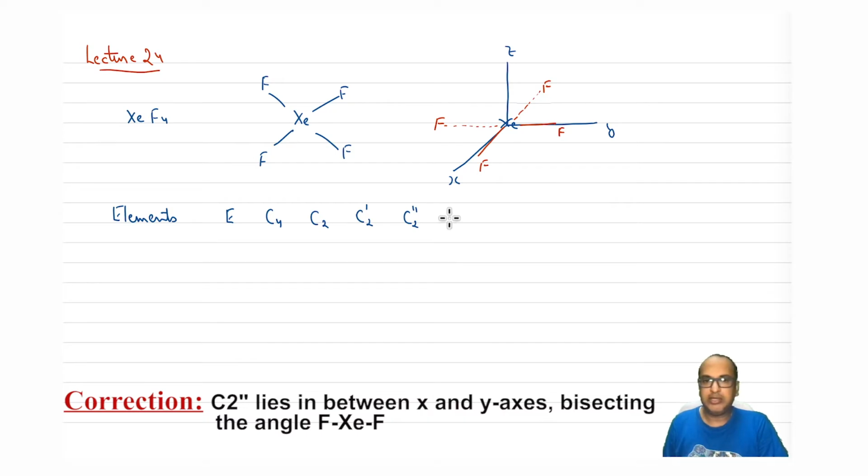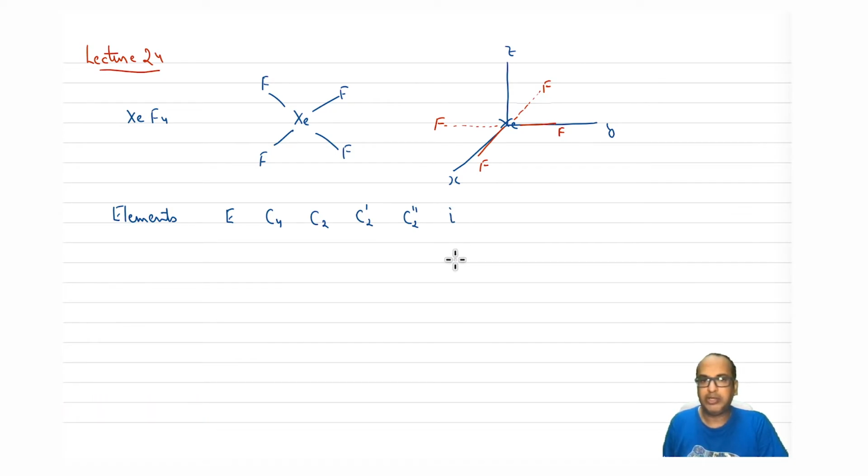Now, what else do we have in this? We have inversion, right? Inversion center is there. So you have F-Xe-F, everything is getting inverted here, if I am lying along Xe. Then what else do we have? We will have S4. So S4 will be collinear with C4, and we have a sigma h over here. We also have S2, but S2 is basically i, so we don't write S2 here. And there is no S3 or C3 because this contains four atoms of fluorine, which are separated by 90 degrees each. So there is no C3 in this.